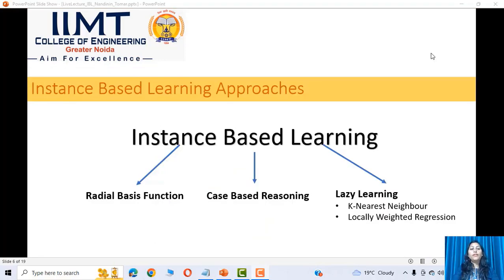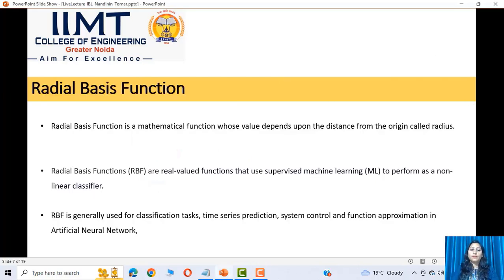Now we'll discuss different instance-based learning approaches. We have three instance-based learning approaches. First one is radial basis function. Then we have the case-based reasoning method. And the third one is the lazy learning method. Under lazy learning, we have k-nearest neighbor and locally weighted regression. So one by one, we'll discuss in more detail all these three approaches under instance-based learning. So first, we will take radial basis function.